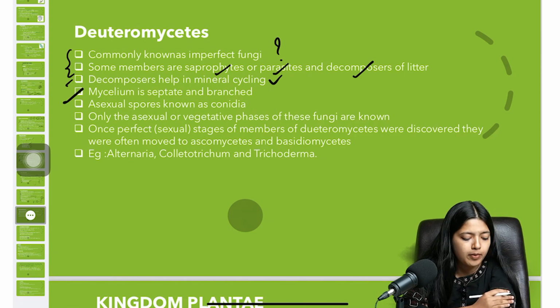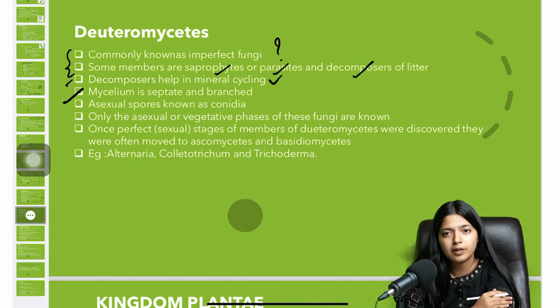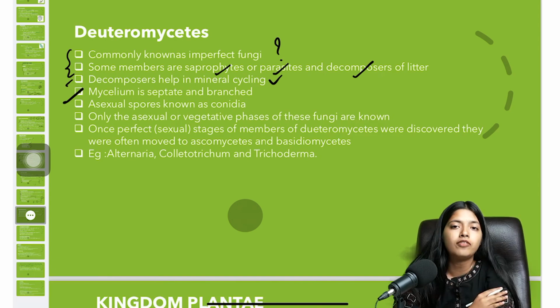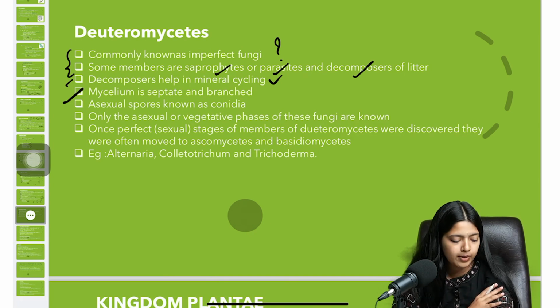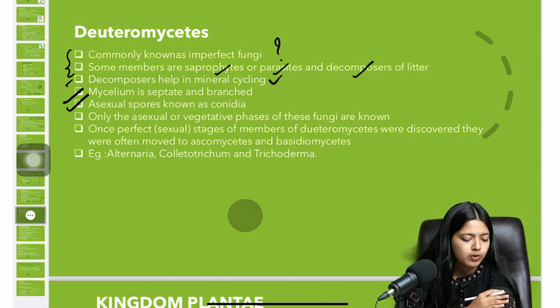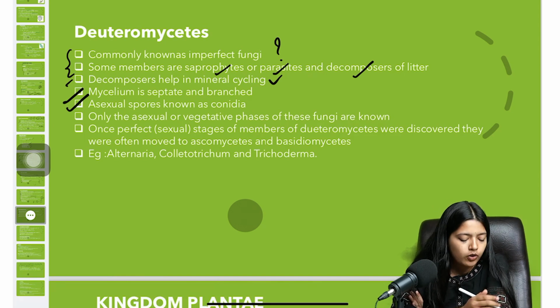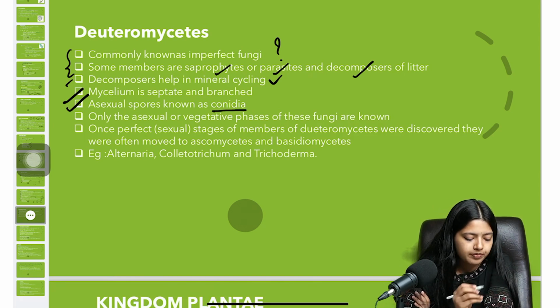About their structure, the mycelium is septate and branched. One thing to remember: only Phycomycetes have aseptate or coenocytic mycelium. All others have septate and branched mycelium. Their asexual spores are known as conidia. Conidia are their asexual spores.